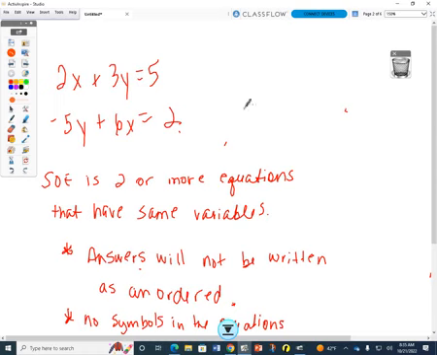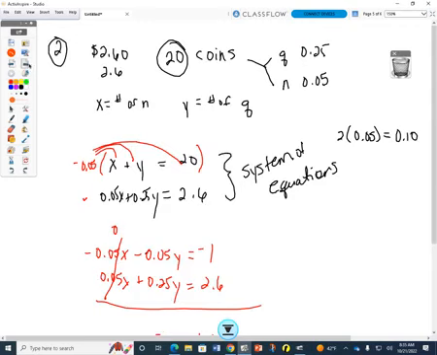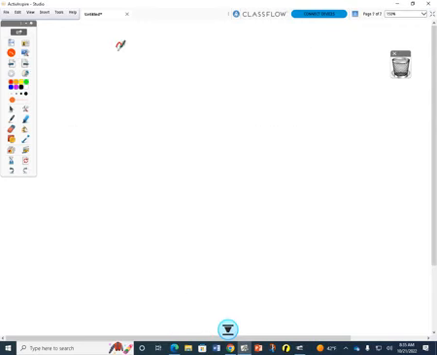All right. So today we're talking about systems of equations, word problems. Really what we're saying is we're learning how to apply systems of equations to real world problems. We're learning how to solve a real world problem using a system of equations.